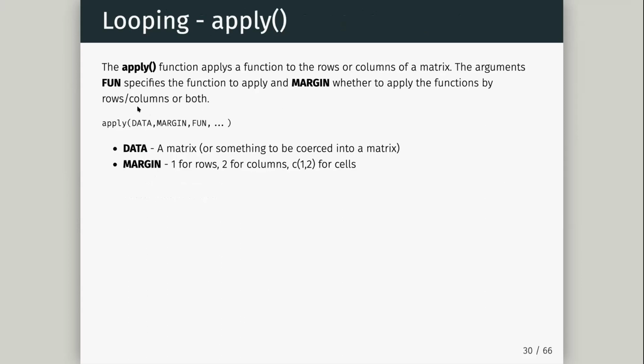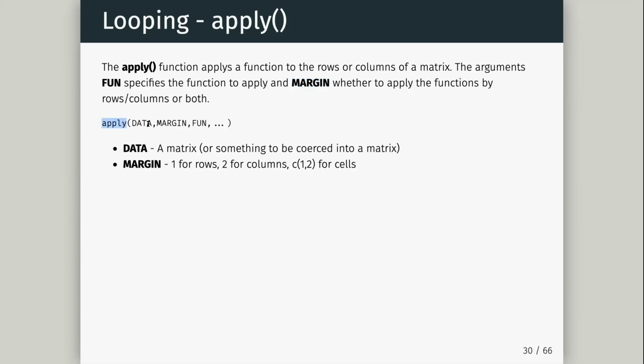Let's start with apply. The apply function applies a function to the rows or columns of a matrix. It can be cells as well. The argument FUN specifies the function to apply. So that could be mean, sum, all these functions, like read delimiter. And the margin is whether or not to apply the function on the rows, columns, or the individual cells.